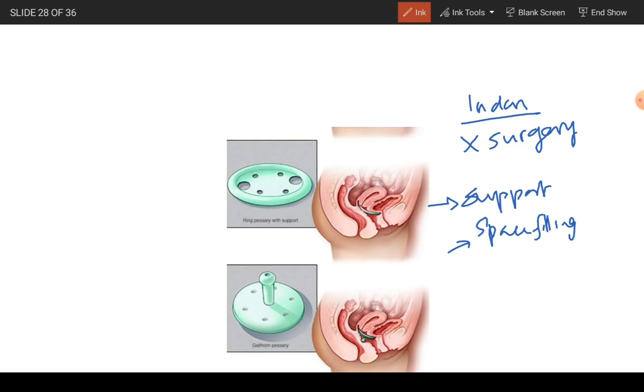The problems that can happen are vaginal discharge and vaginal irritation, meaning local side effects can be there.